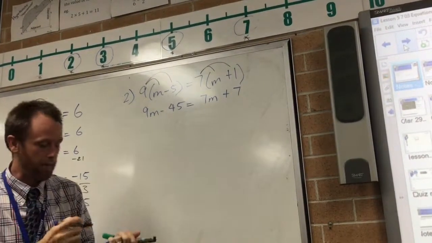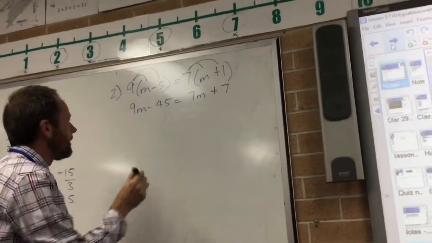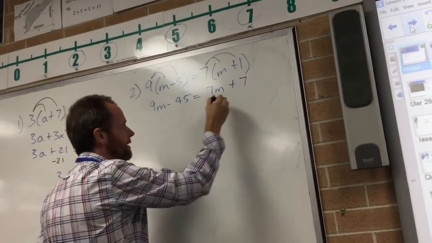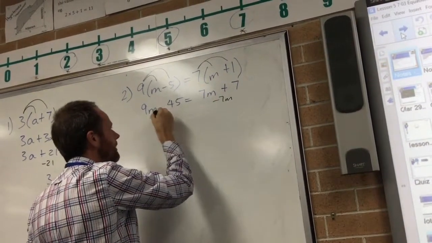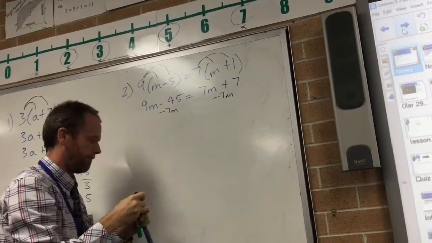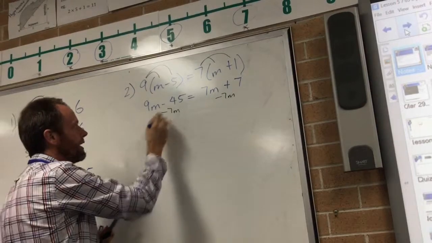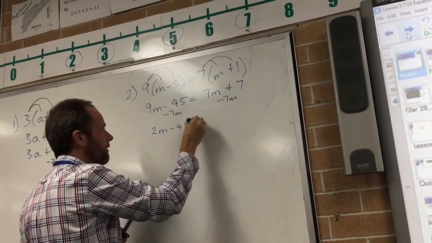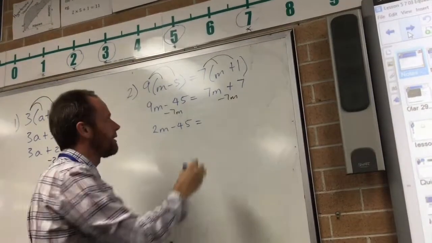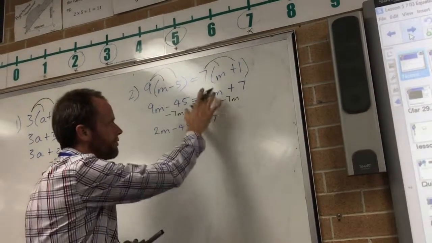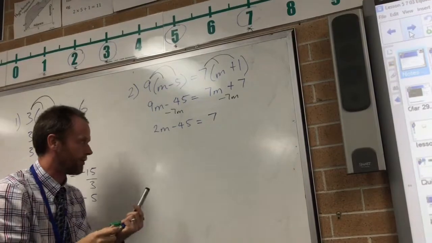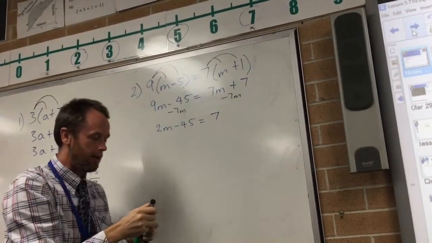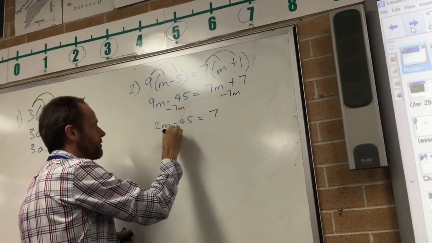So we have to remember our work from last week. And last week what we said was get the variables all onto the left-hand side. So we'll take 7m away from both sides. This means 9m minus 7m becomes 2m minus 45, we haven't done anything with the numbers yet, is equal to 7, because those two cancel each other out in effect. I'm now down to just dealing with my numbers. So I need to do plus 45.